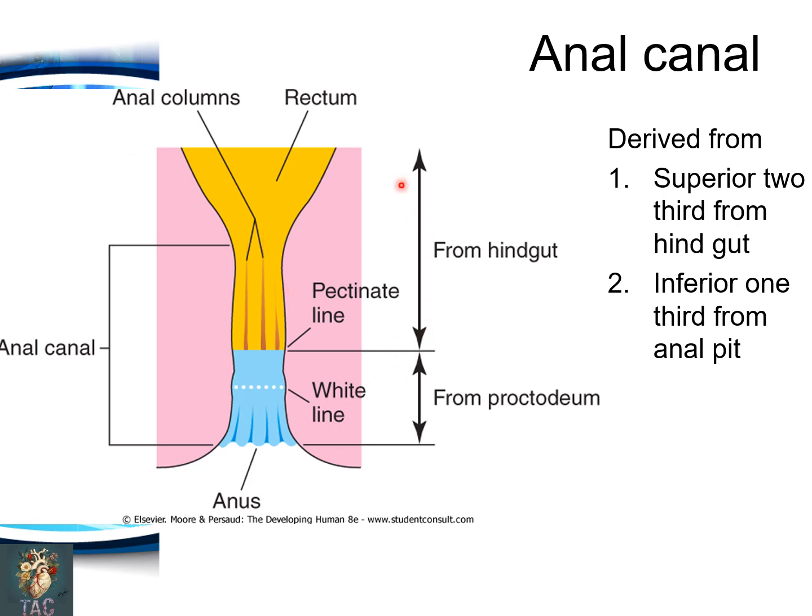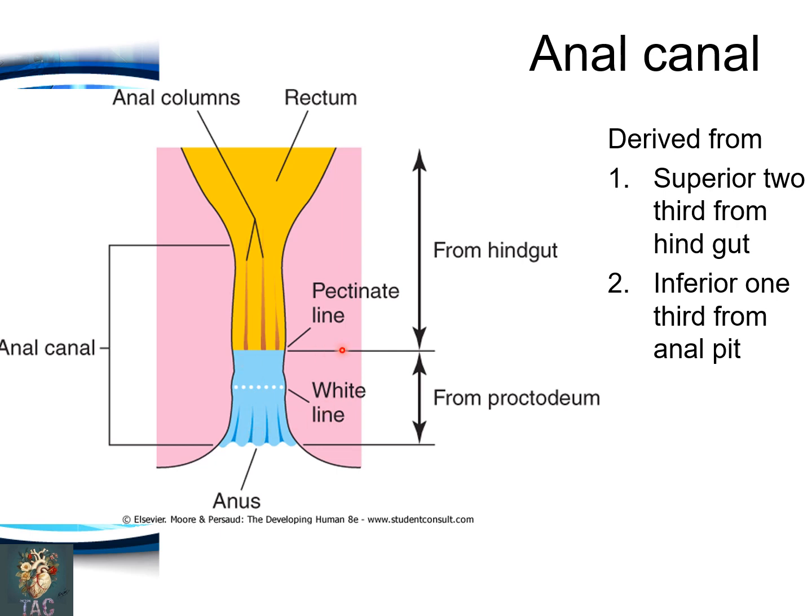The lymphatic drainage of the upper part is to the inferior mesenteric lymph nodes, and from the lower part these go to the superficial inguinal lymph nodes. Similarly, as the upper part is derived from the hindgut, it is not sensitive to pain, touch, temperature, etc. While the lower part, as it is derived from the ectoderm, is sensitive to pain, touch and temperature, and it is supplied by the inferior rectal nerve.